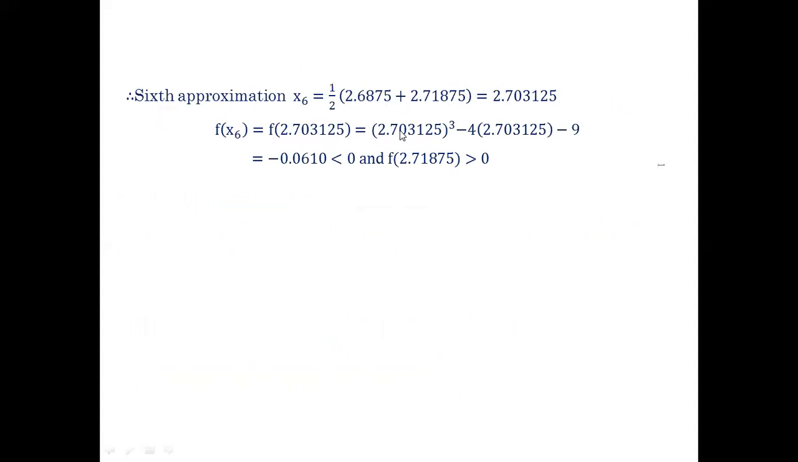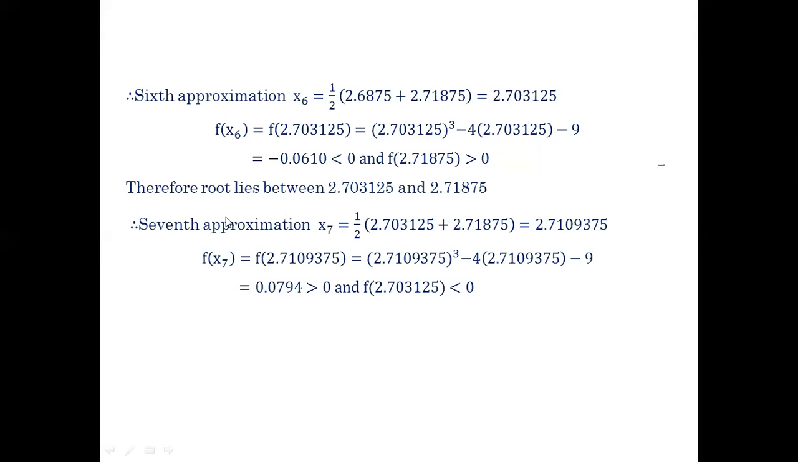Then you find f of x6. In the function x cube minus 4x minus 9, replace x by this value, that is 2.703125 whole cube minus 4 into 2.703125 minus 9, which is equal to minus 0.0610, less than 0. The positive value in the previous step, that is f of 2.71875, is greater than 0. So the root lies between 2.70325 and 2.71875.